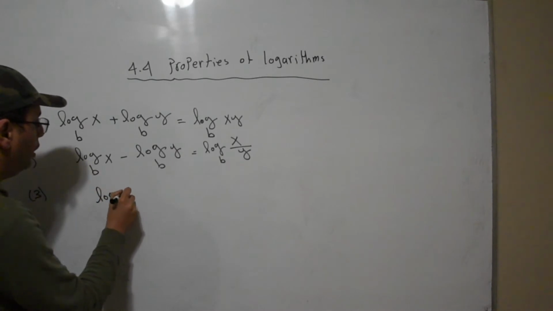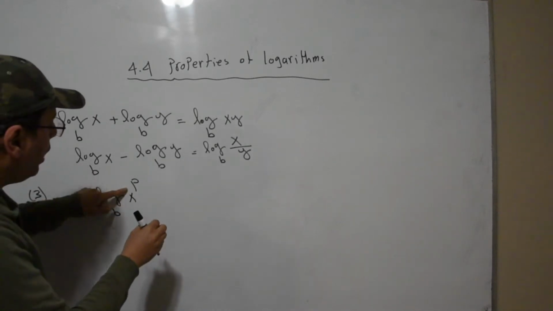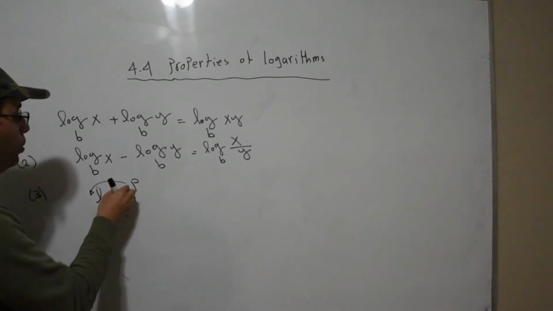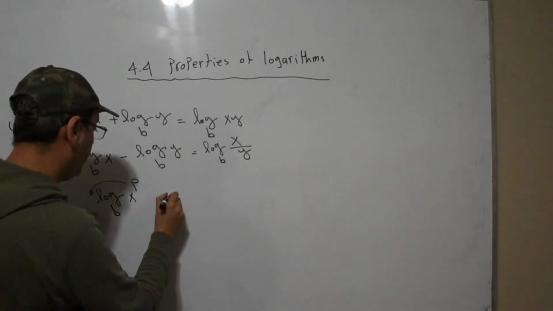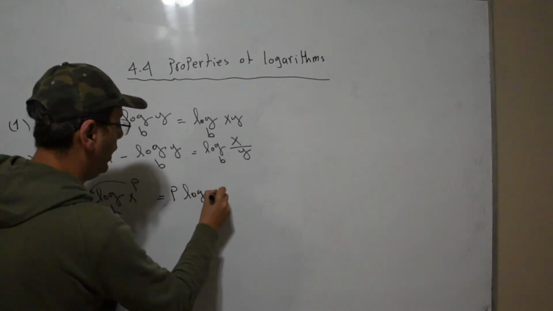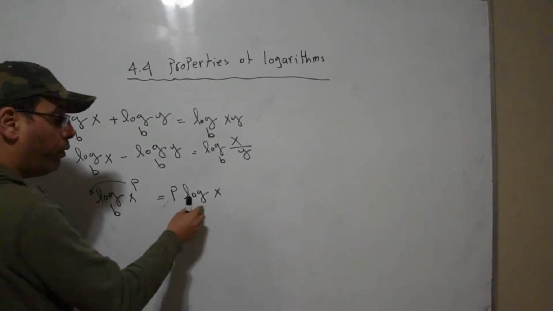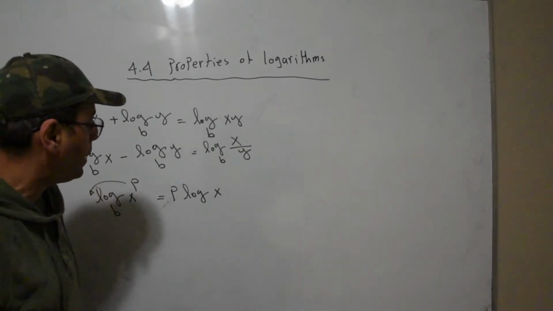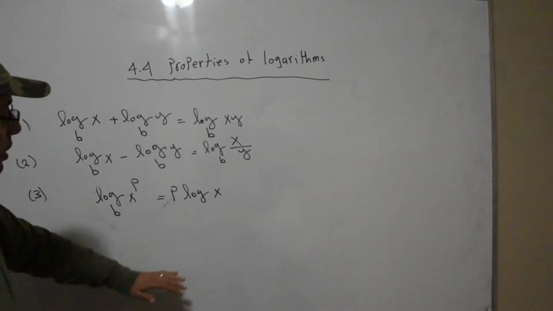The third property is log base b of x to the p. So now I have the power p. What I have here, I'm gonna move the power as a coefficient of the log. So that would be p log x. So I remove the power of x, and it's gonna be a coefficient of the log x, right? In front of the log x. Okay? Let's work on that and prove why that is correct.